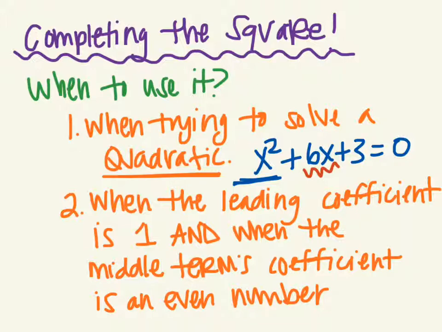So let's go ahead and solve x squared plus 6x plus 3 is equal to 0. Now when you look at this quadratic, how you can tell initially is that it's not factorable. So there's no numbers that will multiply to give us a 3 that will add to give us a positive 6. We need to do something else. Notice that the number in front of x squared is a 1, and then the 6x is even, so we can go ahead and use complete the square.